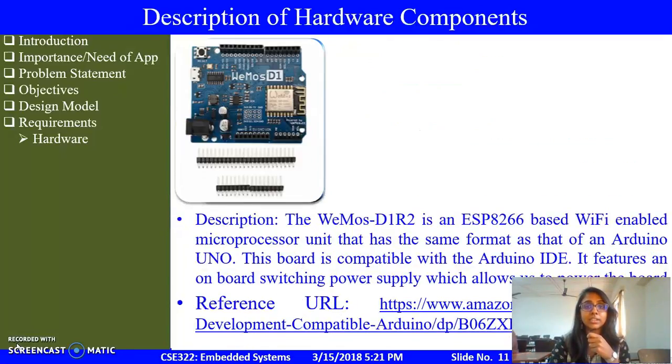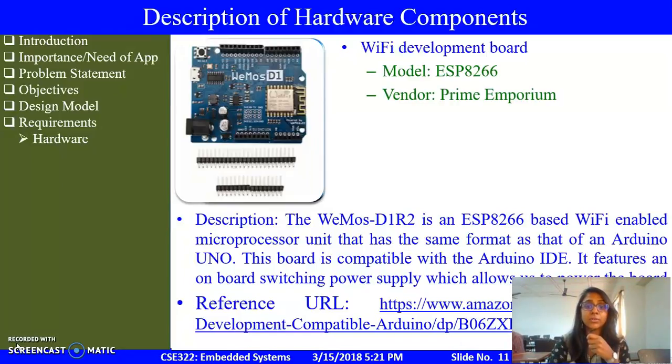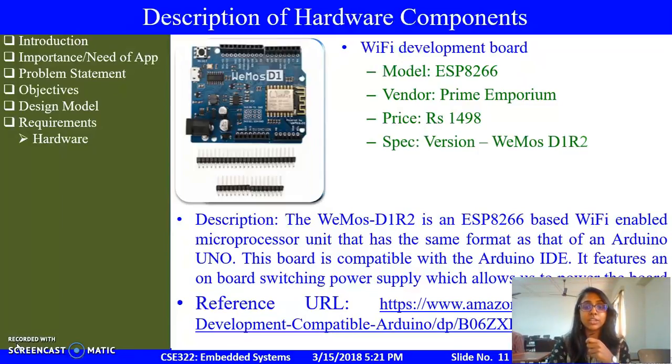The next hardware component is the Wi-Fi development board. The Wemos D1 R2 is an ESP8266 based Wi-Fi enabled microcontroller unit that has the same format as that of an Arduino Uno. This board is compatible with the Arduino IDE. It features an onboard switching power supply which allows us to power the board.